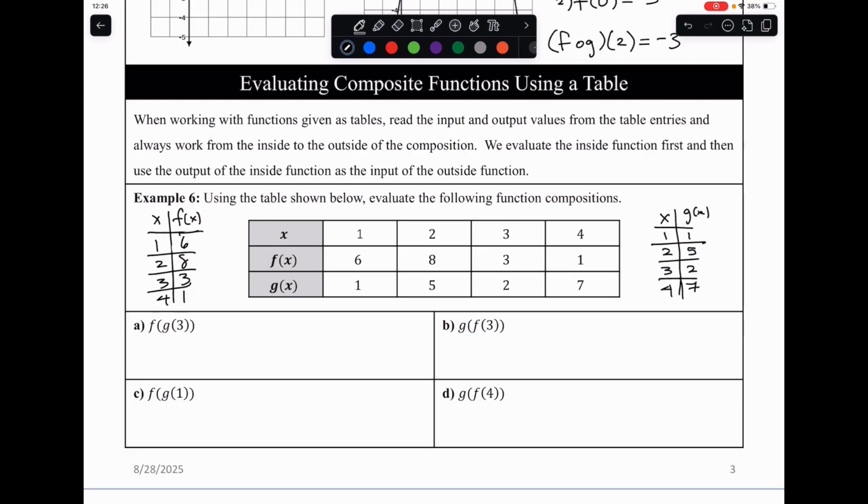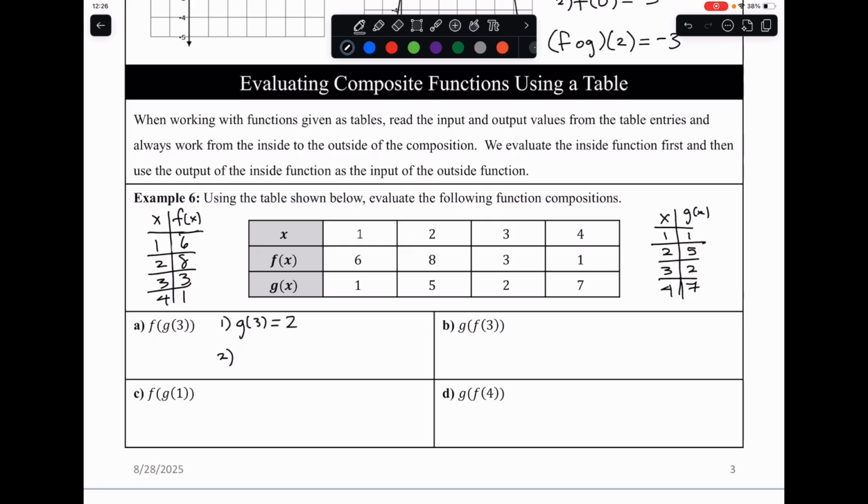Okay, so there. Now that I have those values separated, I'm going to evaluate this again, looking at the corresponding values. So again, we always start with the composition. Let's look at example 6a, and we're going to start evaluating from the inside. On the inside we have function g, so we're going to start on table g, which is this one over here on the right, and look at what the output value is when x is equal to 3. So our first step is to do g of 3. So g of 3 gives us a value of 2.